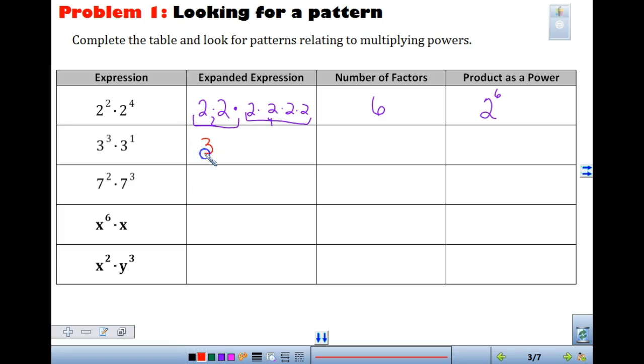Okay. So now we're going to go down to the next one, and we're looking at 3 to the third, times 3 to the first. Now, a lot of times you're not going to see this. They're not going to put a 1 here, so you want to write at the same time as we are. A lot of times they won't have anything here. It'll just be a 3. It means to the first power. Okay, so I want you right now to write out all your expanded expressions going down. So do that right now. The 7s, right? Do it with your x's. Do it in the last one with the x's and y's. Do that right now on your own.